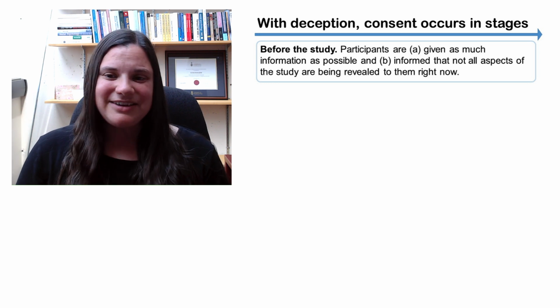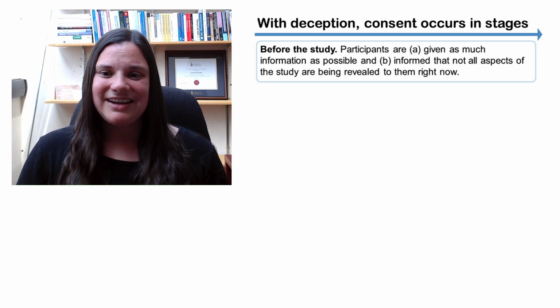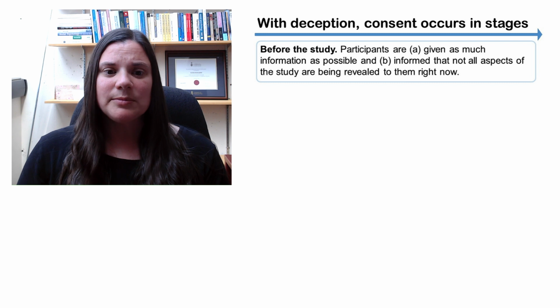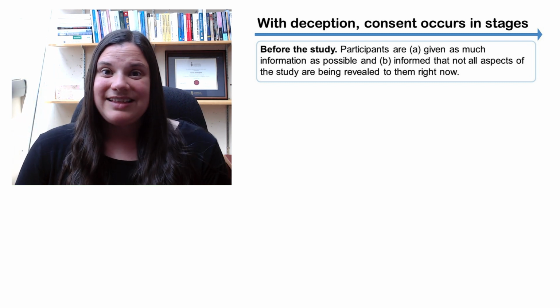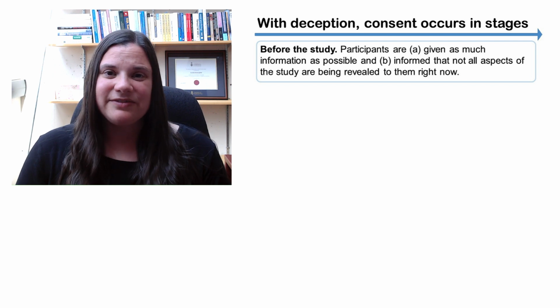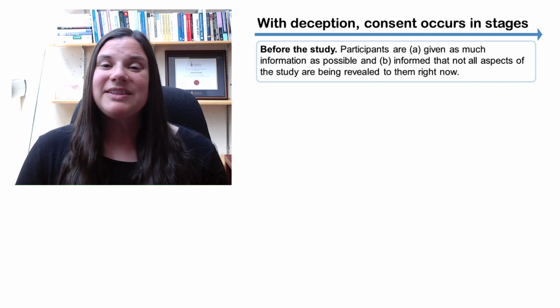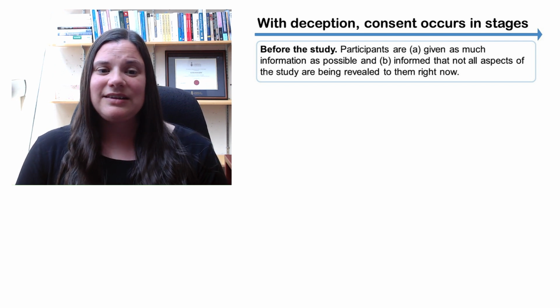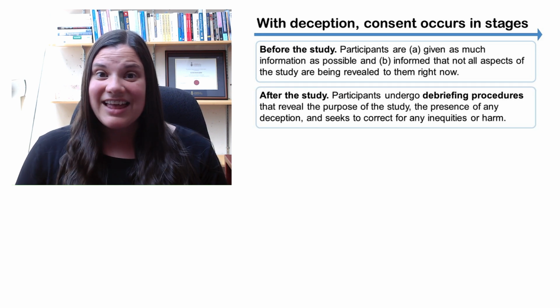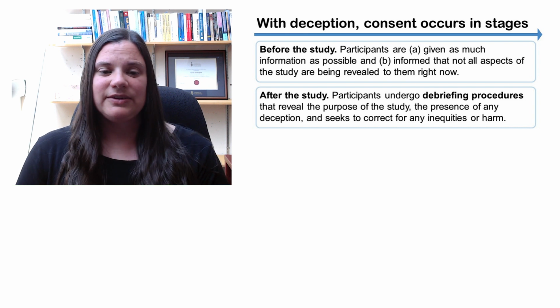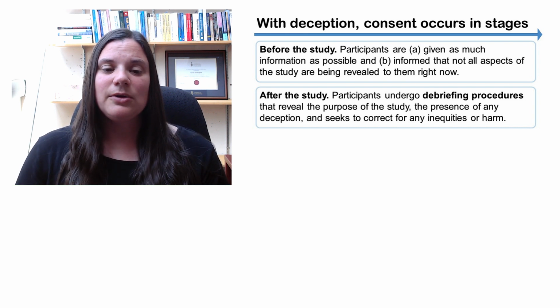So in the example that I just used around that vaccine study, participants would be informed that they may be assigned to the treatment group or the control group, and that they will be given either a real vaccine or a placebo, but that they will not know until the end of the study whether they received the treatment or the control.